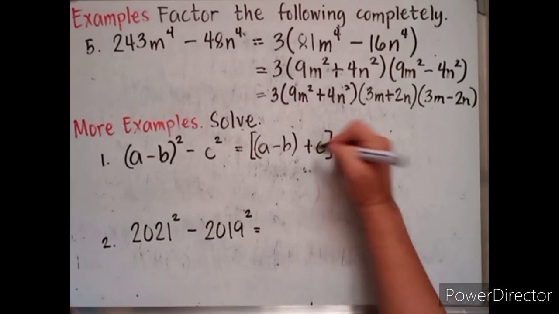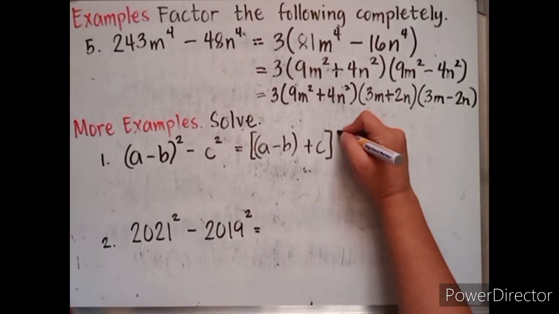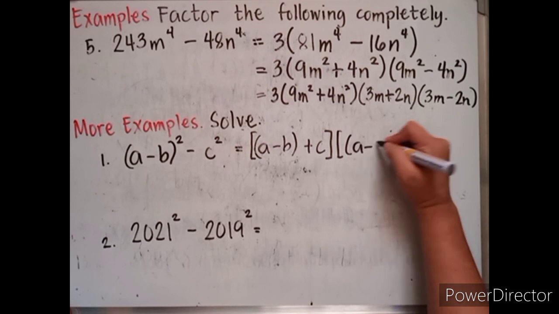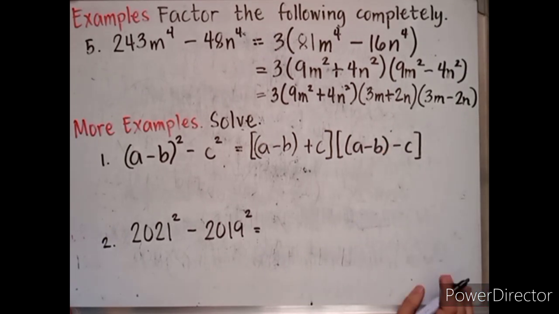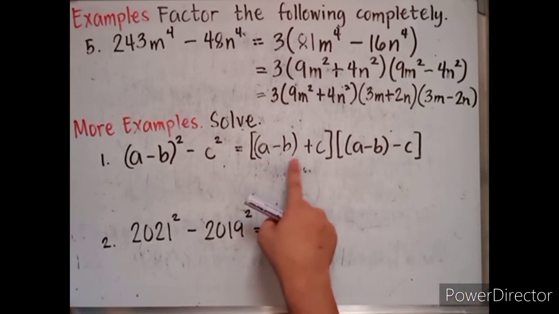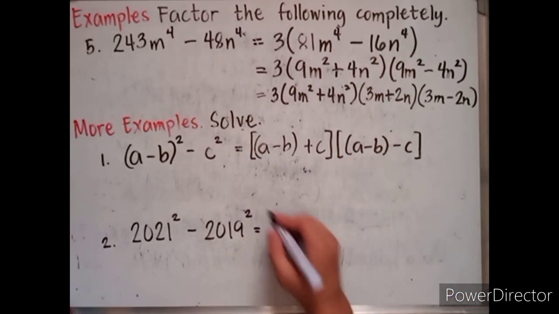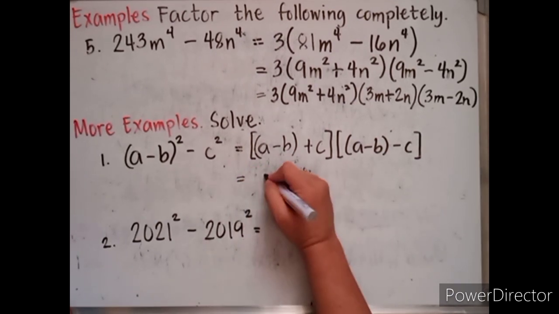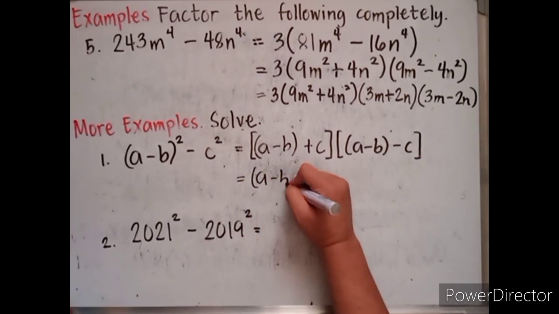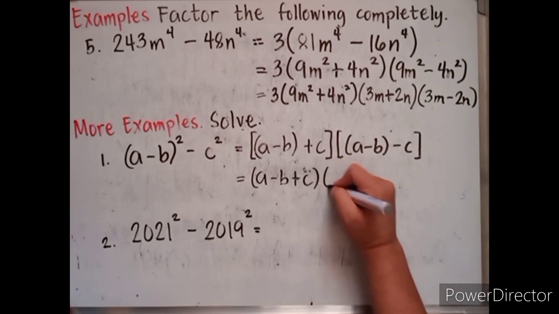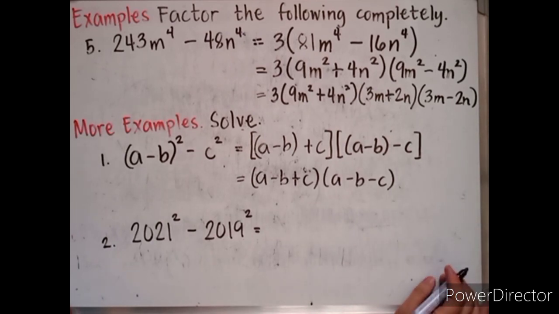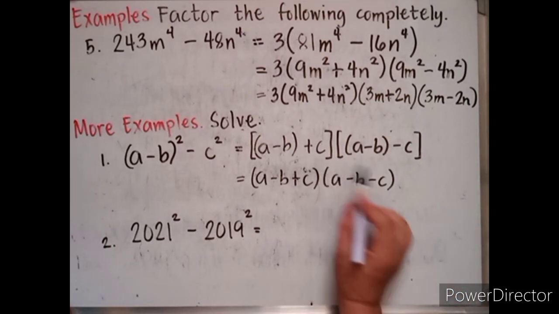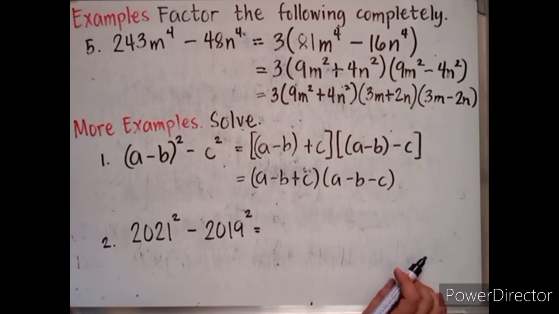And then, plus nga pala una natin, no? And then, we have yung a minus b naman, minus c. Okay, since wala na namang gamit itong parenthesis na to, tanggalin na lang natin. So, we'll just remove the parenthesis. So, ang matitira, that will be a minus b plus c. Then, the other one is a minus b minus c. So, tinanggal lang natin yung grouping symbols. Okay? So therefore, this is the answer.